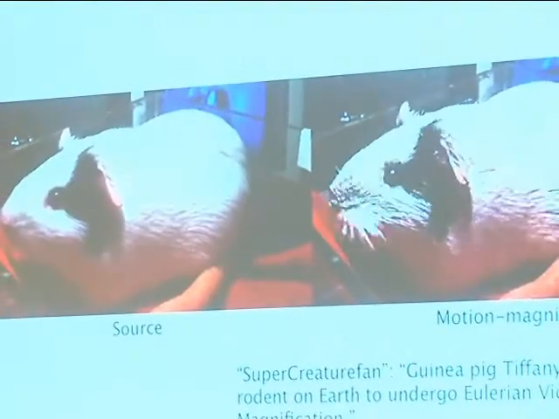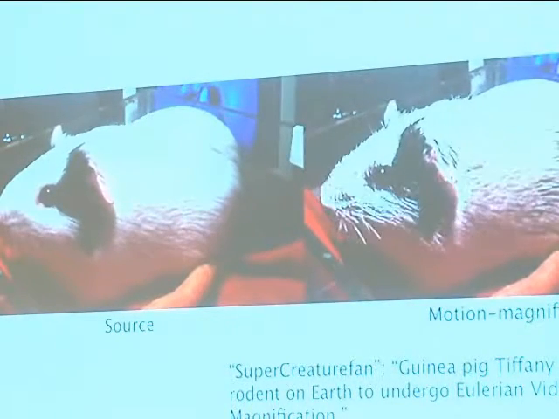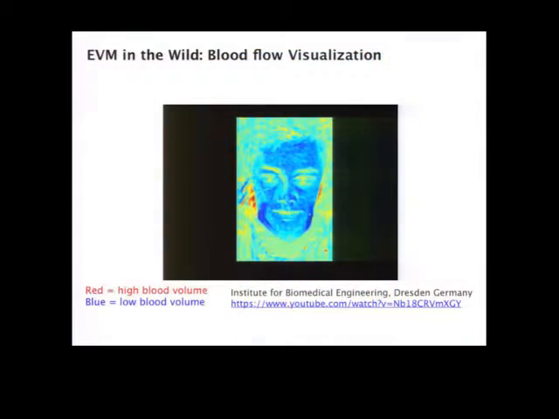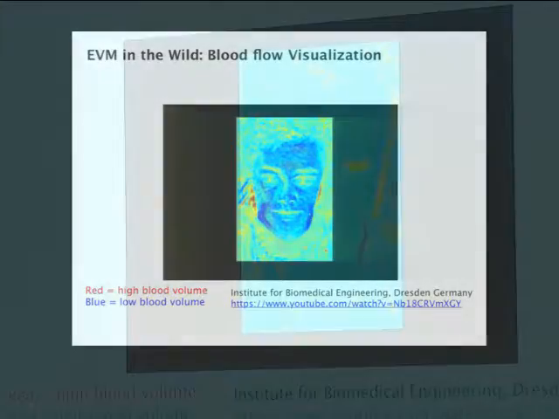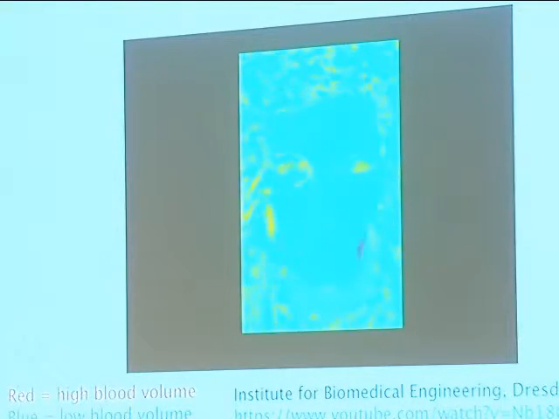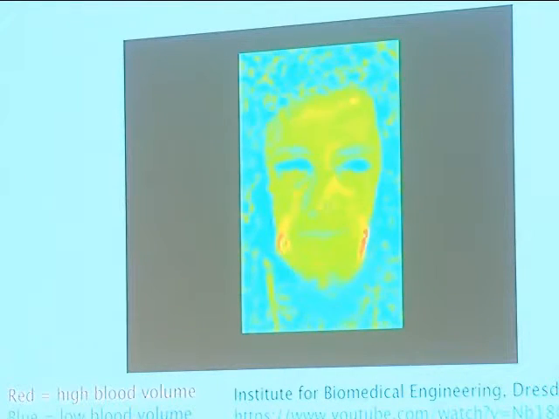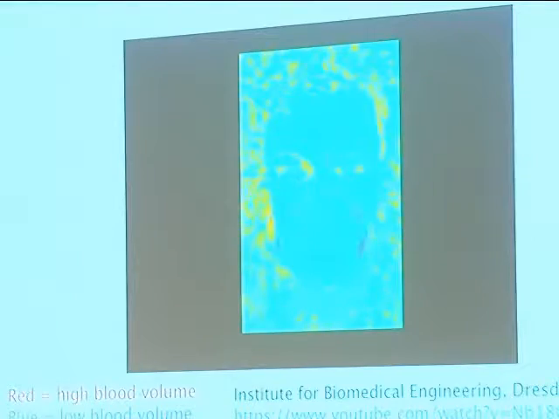There's the process on the right. This was posted on YouTube. They didn't contact us. They just posted it, and we found it. And another group in Dresden, Germany, read our paper, they said in their comments, and made a version again. So this is from high-speed video, visualizing the flow of the blood to the face and using a pseudocolor visualization for that.